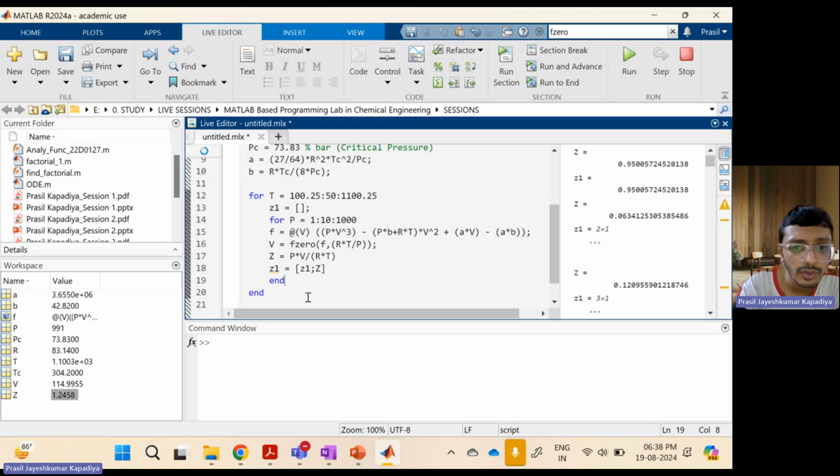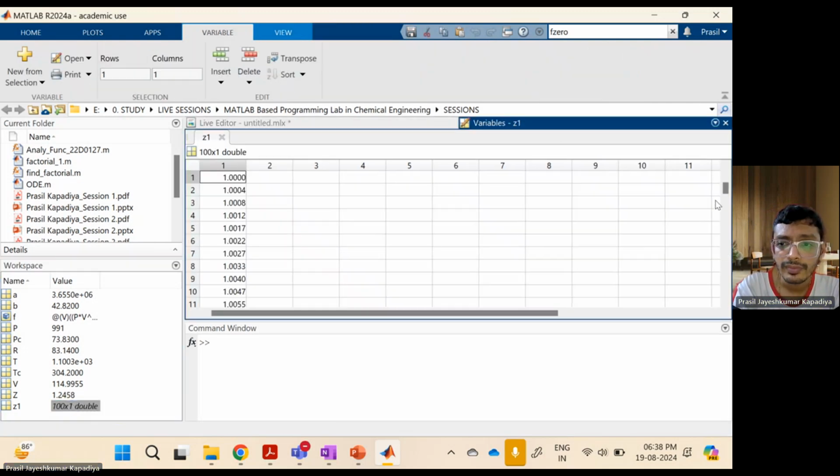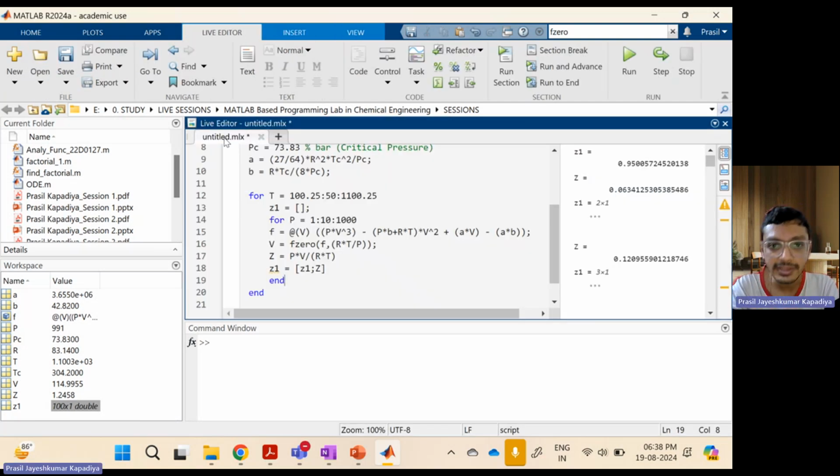My Z1 matrix, okay, it's still running. Okay, it is not showing here. But yeah, see, it is showing here, a 100 cross 1 matrix. But what happened here? It just saved for one temperature and the whole pressure range, but I need to plot it after every temperature. So what I will do now is place my plot function here only.